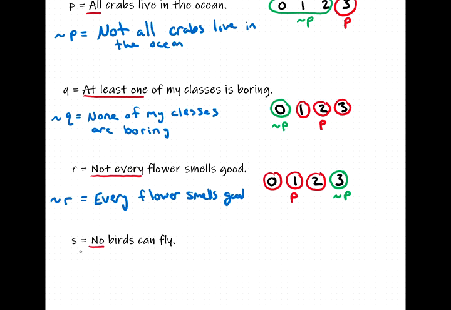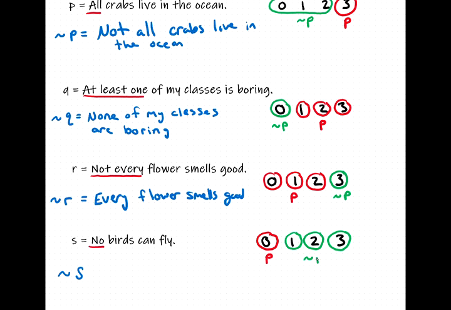And then finally, no birds can fly. So we want the negation of S, the negation of no birds can fly. Again, let's say there's only 3 birds in the world. How many could fly? Well, no birds can fly means exactly 0 could fly. So our statement is referring to only the 0 case, which means the negation has to account for all the other cases.